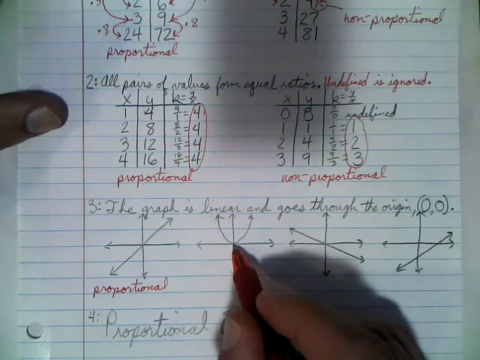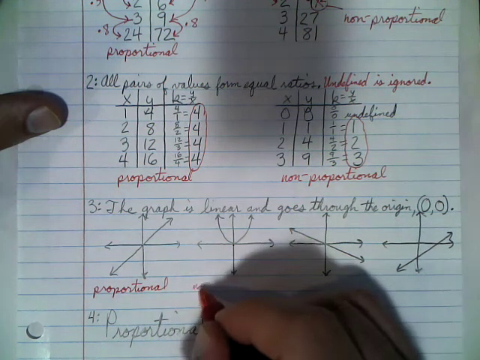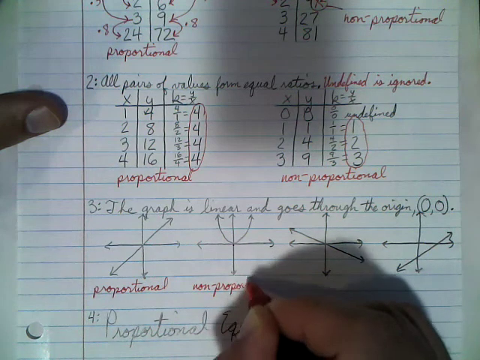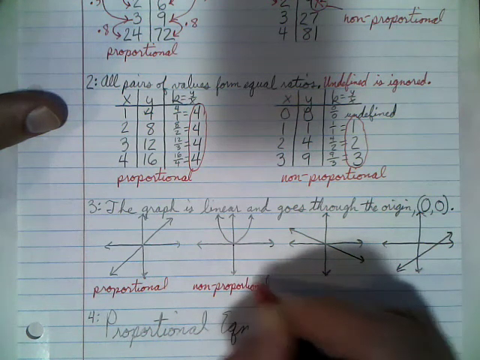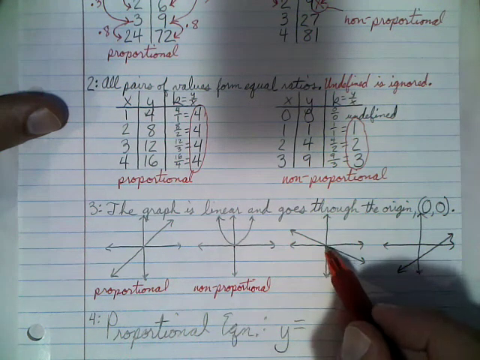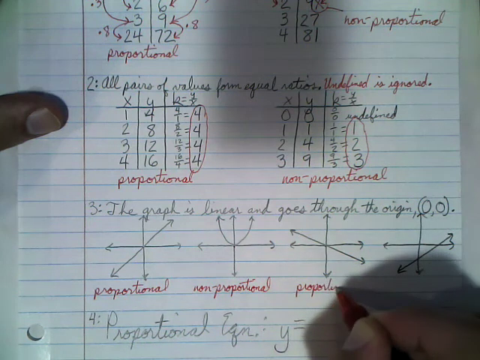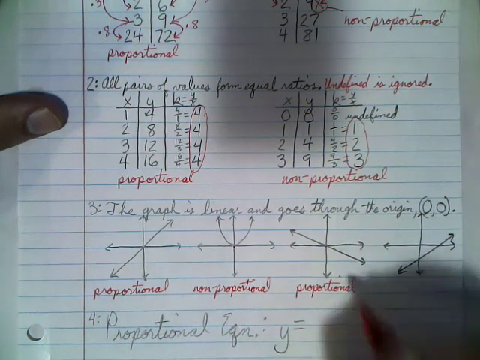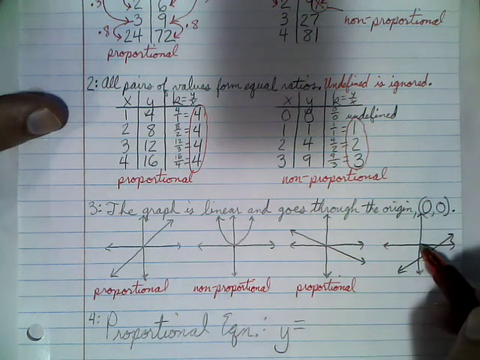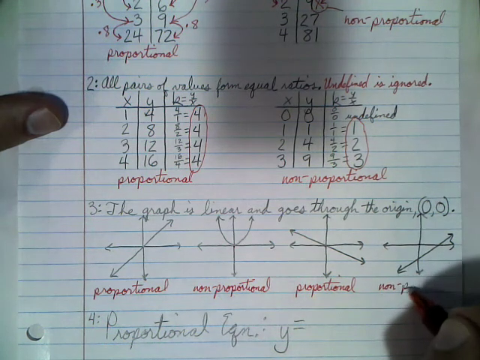This one goes through the origin, but it's not linear. So this is non-proportional. Next up is linear, and it goes through the origin, so proportional. And then our last one is linear, but it does not go through the origin. So this would be non-proportional.